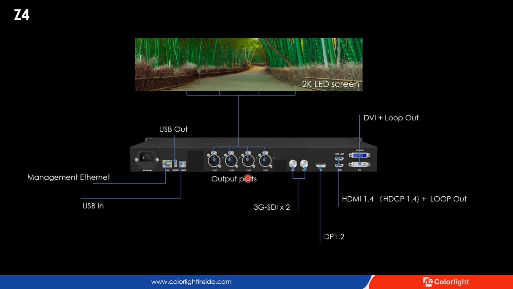The 4 round ports in the center are EtherCom outputs, which go directly to LED panels with Cat5 or Cat6. On the right, we've got two 3G SDI and one DP 1.2 input ports, as well as HDMI 1.4 and DVI 1.4 plus their loop-out ports, respectively. I need to point out that the HDMI loop-out does not comply with HDCP 1.4, so it cannot pass through encrypted content.